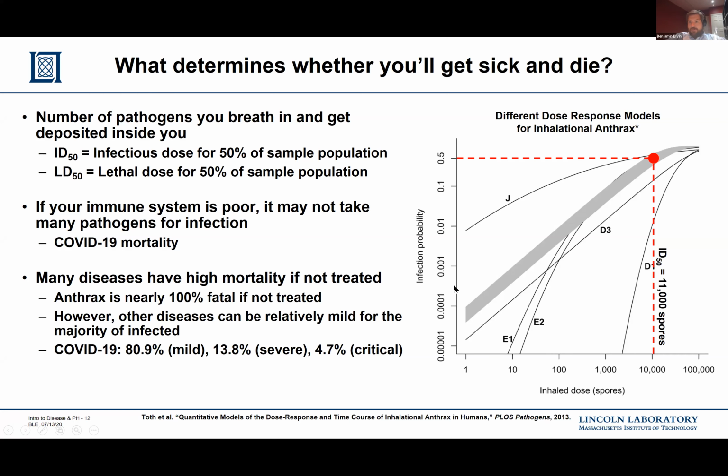If your immune system is poor, if you're immunocompromised, sick already, or say you have severe chronic heart disease, it may only take 10 spores to kill you. So all of this changes depending on how healthy the individual is. I mentioned anthrax earlier, 100% fatal if not treated. However, with things like COVID-19, roughly 81% of the cases are mild, and 4.7% are critical. And this jumps up if you are older in age or if you have different types of diseases or multiple diseases at the same time.